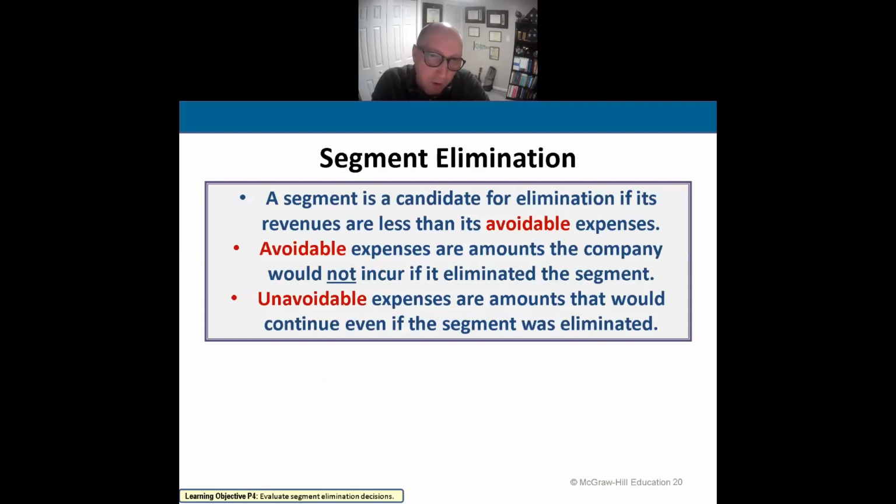They looked at their avoidable and unavoidable expenses. Avoidable expenses are expenses that you would not incur if you eliminate the product line. Unavoidable expenses are expenses you would still incur even if you eliminated the product line. So the decision came down to their expenses. Avoidable expenses would be things like direct labor, direct materials. Unavoidable expenses would be things like fixed factory overhead or fixed expenses.